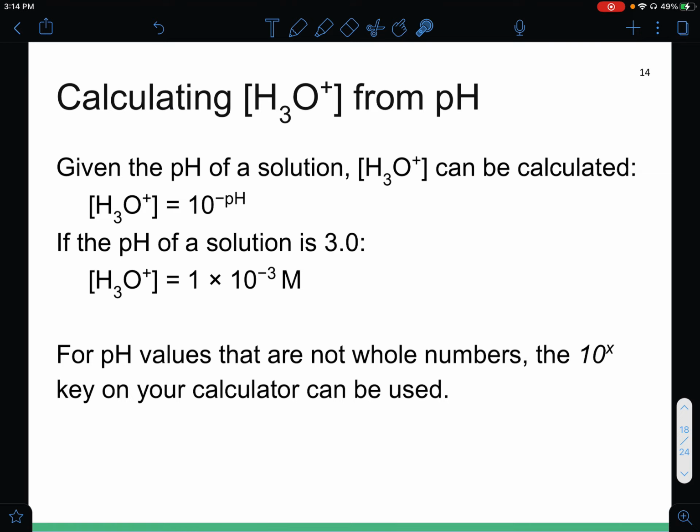Now, how we go about calculating the H3O plus concentration from pH, so going the opposite direction, is by taking the pH and putting it as the negative exponent of 10. So if the pH of a solution was 3, it's an acidic solution, we'll take 1 times 10 to the negative third, so the 3 comes into play, and that is the concentration of that acidic solution.